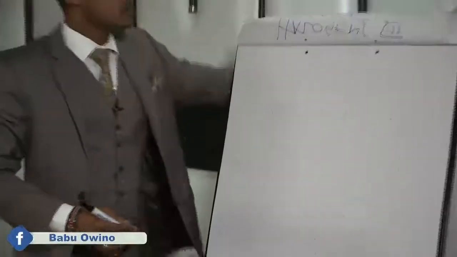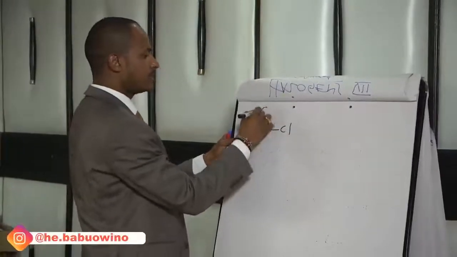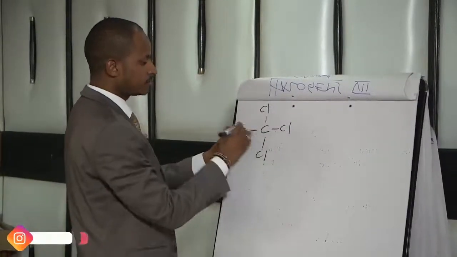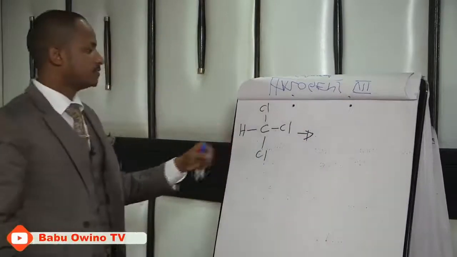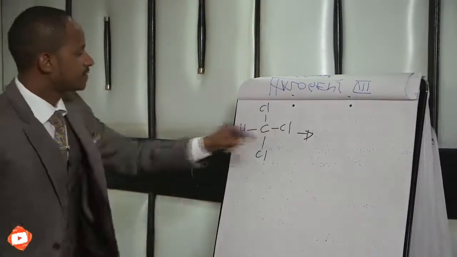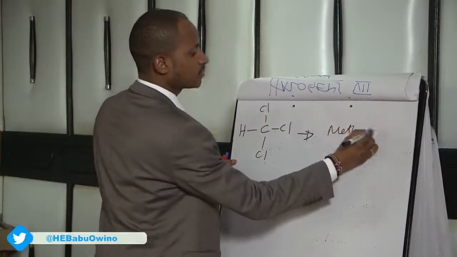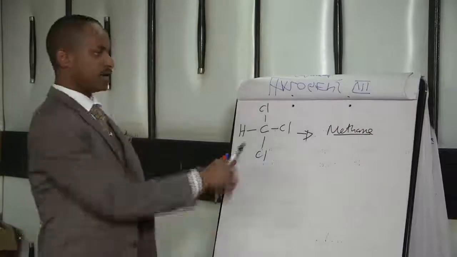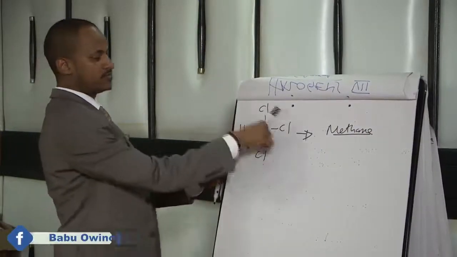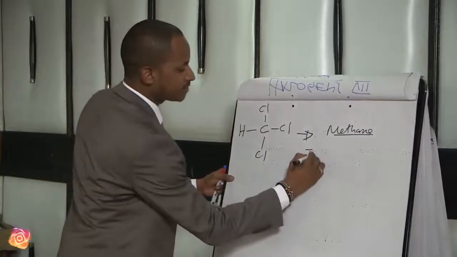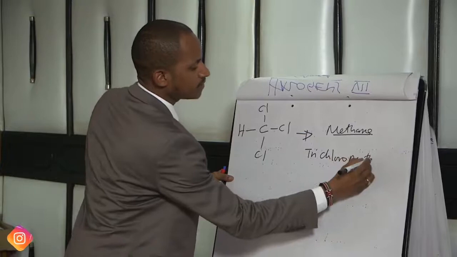Next example with the halogen, when it reacts with chlorine, what do we get? Number 1, identify the longest continuous chain, which is methane. It only has 1 carbon atom. Then how many chlorines do we have? We have 3. So if it is 3, it is trichloromethane.